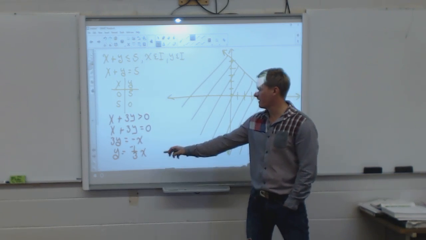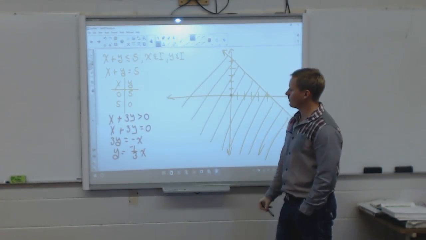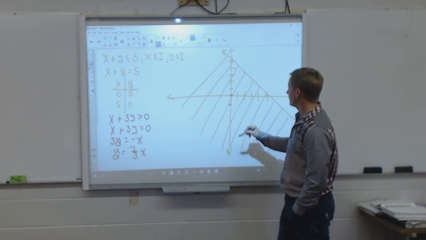Okay, what's my b value in this equation? 0. So I start at 0. Where do I go from 0? 1 down. Right 3.